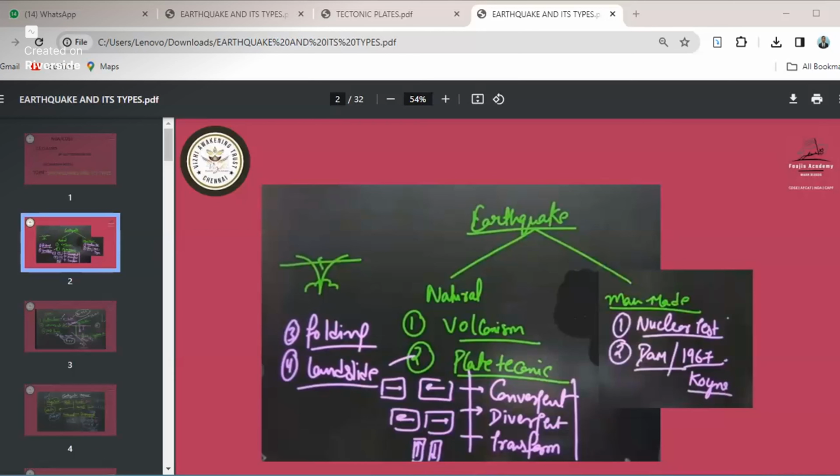Because of that, depth is divided into three parts. One is known as shallow depth, that is shallow focus. Then intermediate focus. Then we have the deep focus. Shallow focus is from the earth crust, 0 km to 70 km. Then intermediate focus is 70 to 300 kilometers, and deep focus is 300 to 700 kilometers.